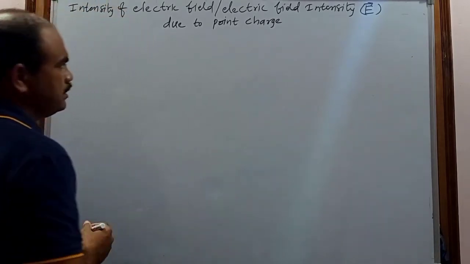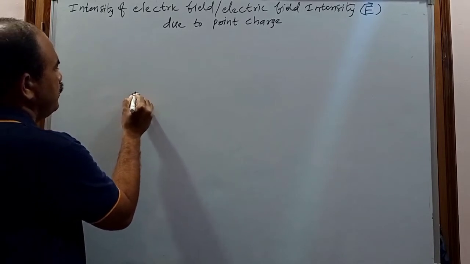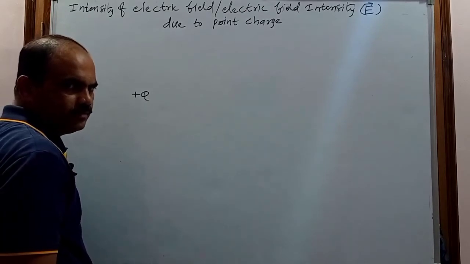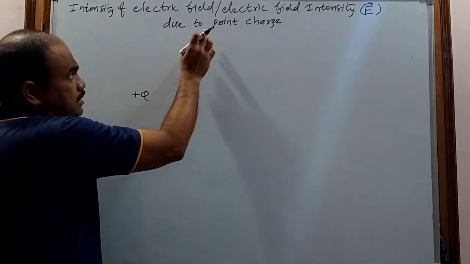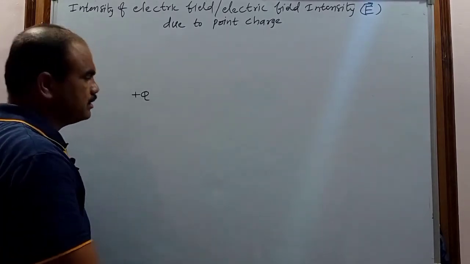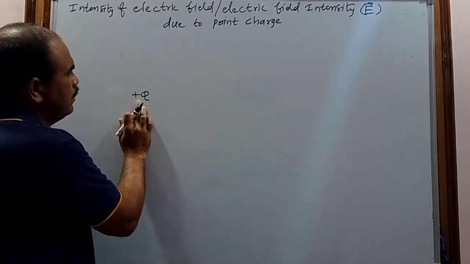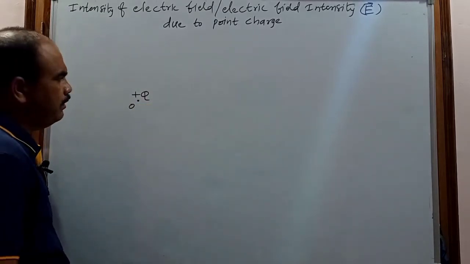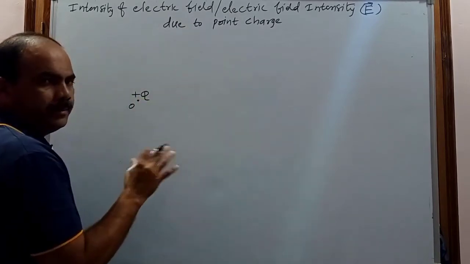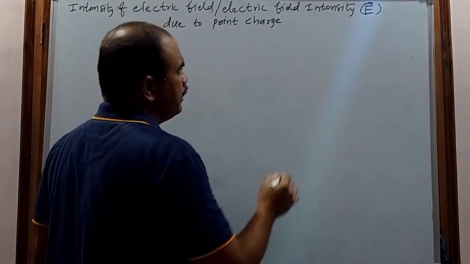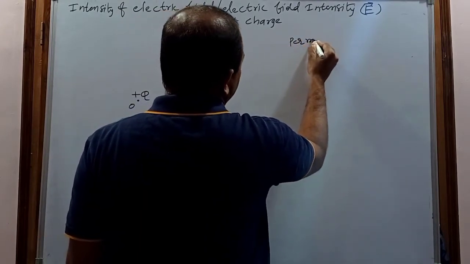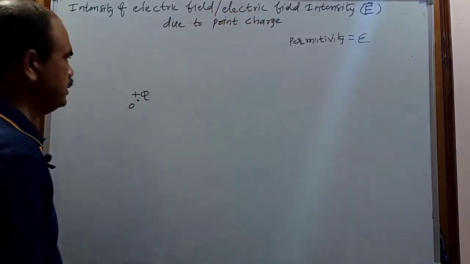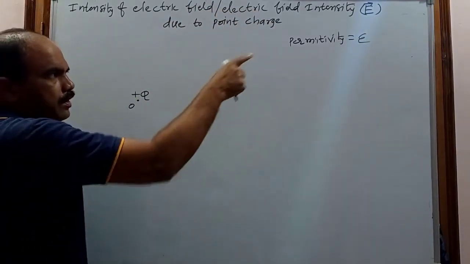For that purpose I am taking a point charge. This point charge has a positive charge, and we are going to find the electric field intensity due to only a point charge in this class. Let us consider it is placed at a point O, in a medium having permittivity, and here the permittivity of the medium will be considered epsilon. This is a charge Q kept in a medium whose permittivity is epsilon.